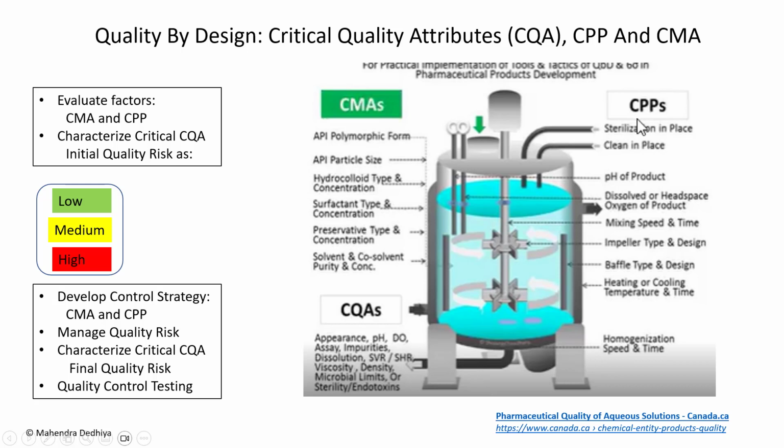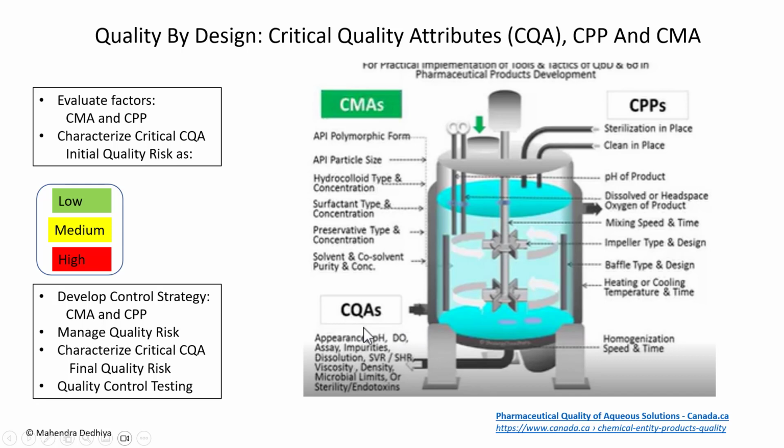Let's look at some of the processes. If we say parenteral product, then sterilization in place: how are we sterilizing this bulk material? pH of the product range. For headspace or oxygen sensitive product, provide nitrogen headspace. Mixing speed and time are extremely critical. Engineering aspects, impeller types and design. We talked about this in an earlier module. If this is not properly situated, it will not allow for mixing. Heating and cooling and temperature can be controlled much faster. Homogenization and filtration steps, again, very important.